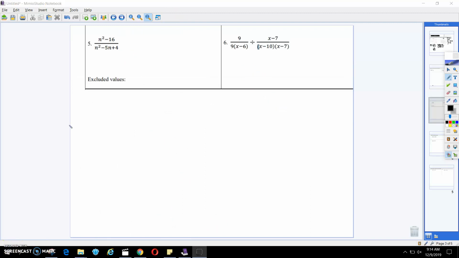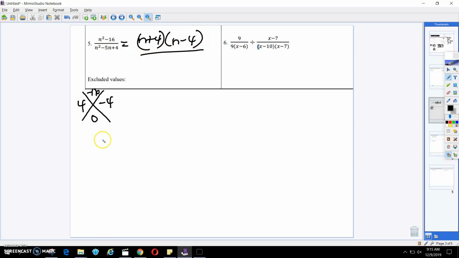Alright, we're going to skip over 4 just because you're not going to see anything like that on your test, so we're going to go ahead and go to number 5. So in the top, we would factor. So a times c is going to give me negative 16, and b is going to give me 0. What two numbers will make that happen? 4 and negative 4. So I can rewrite the top as n plus 4 times n minus 4.